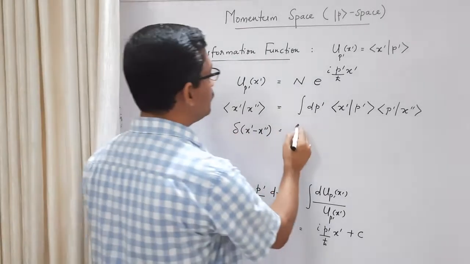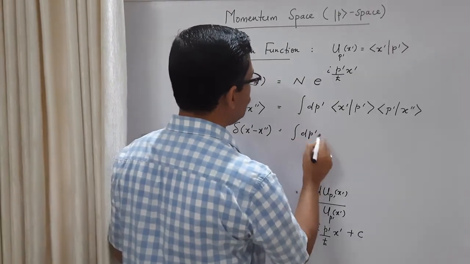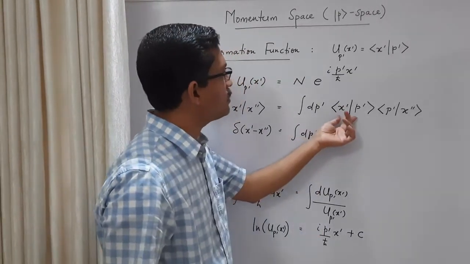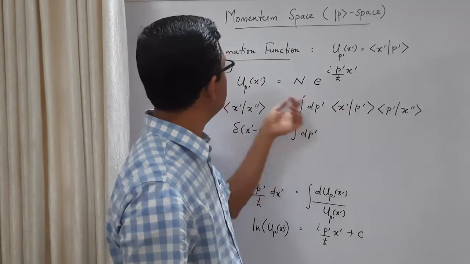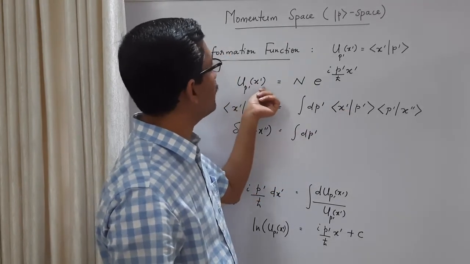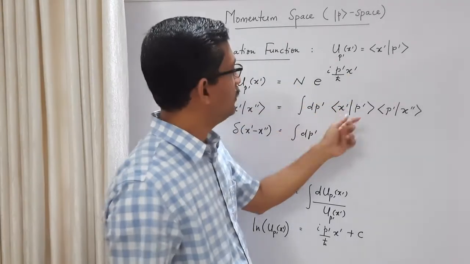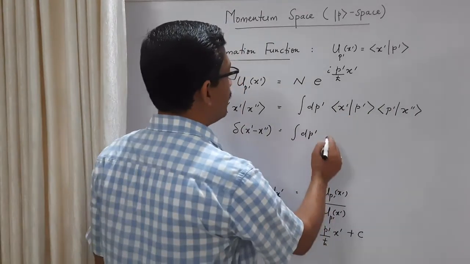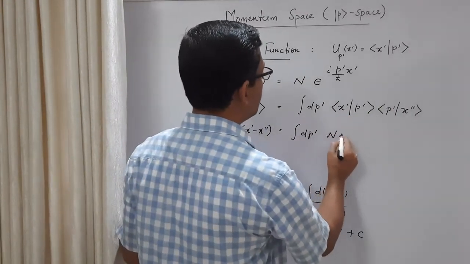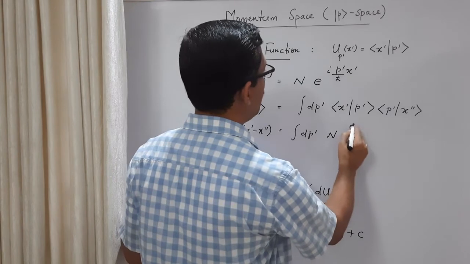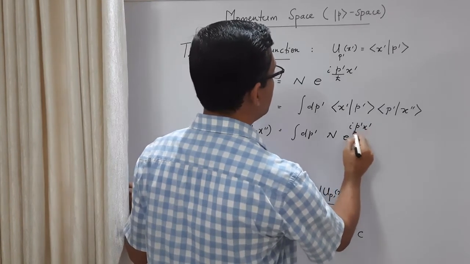Okay, and on the right side, what is this term? This term is same as this one, right? This u p prime x prime is nothing but this. So we get n e raised to i p prime x prime by h cross.